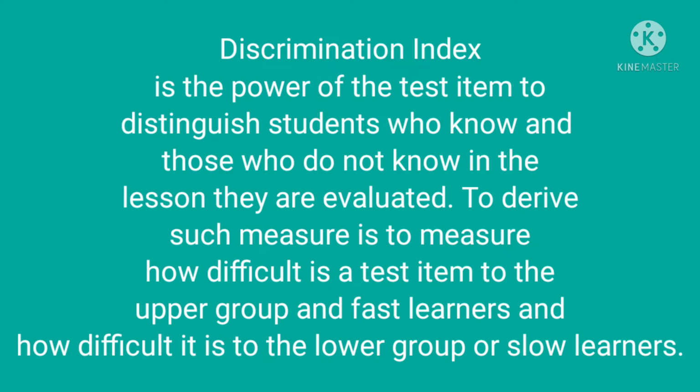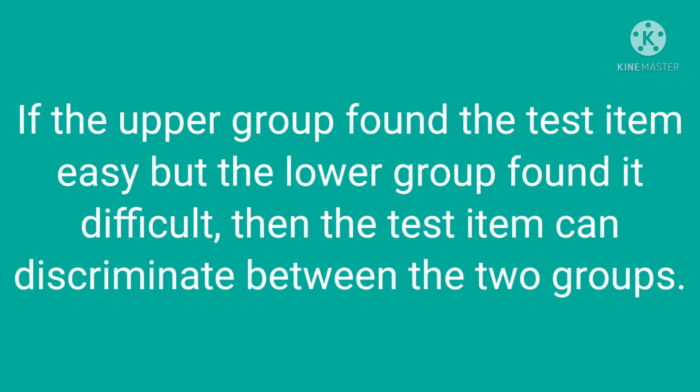Discrimination index is the power of the test item to distinguish students who know and those who do not know the lesson they are evaluated on. To derive such a measure, we measure how difficult a test item is to the upper group or fast learners and how difficult it is to the lower group or slow learners. If the upper group found the test item easy, but the lower group found it difficult, then the item can discriminate between the two groups.